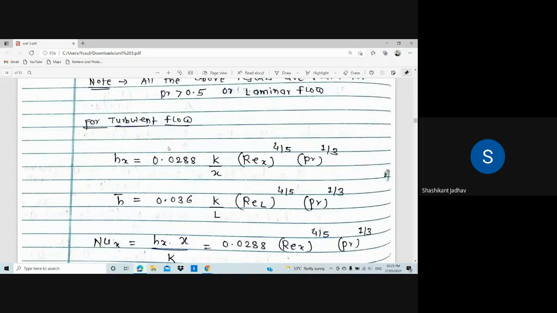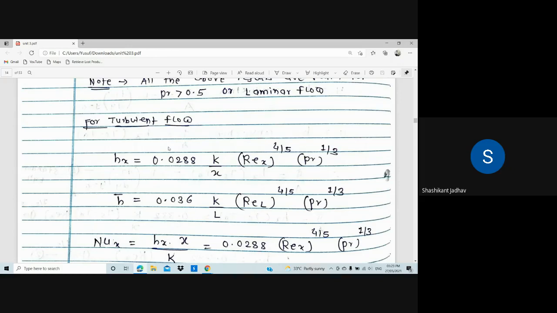All above results are valid for the Prandtl number greater than 0.5 or if the flow is laminar. At that time we have to use these relations. So these relations are for the laminar flow.